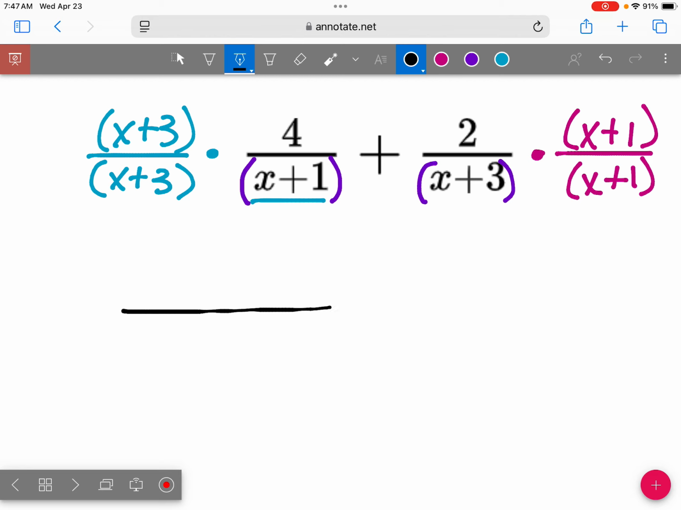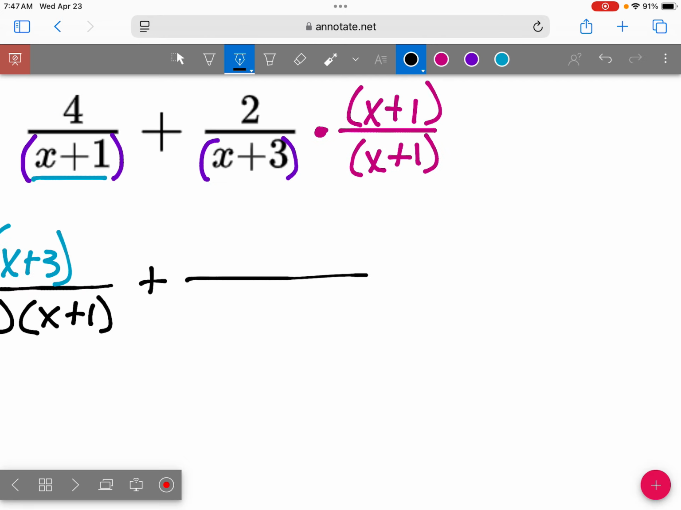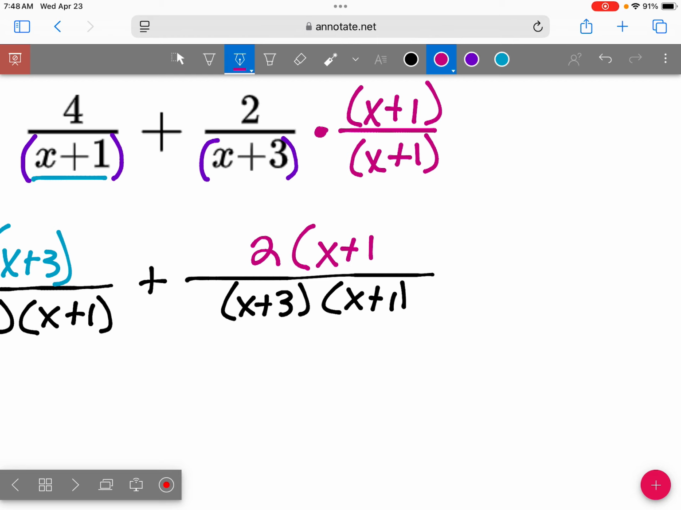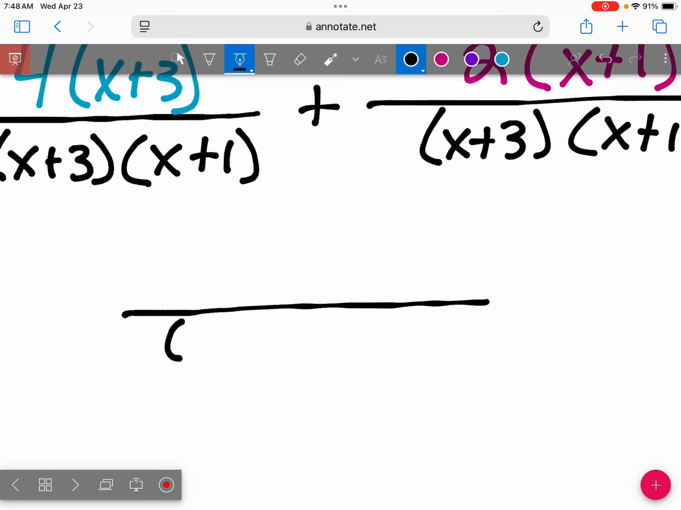We're going to have our x plus 3 times x plus 1. And on this side, we have our 4 times x plus 3. And we're going to add that to this guy. Our x plus 3 times x plus 1. And our numerator is our 2 times x plus 1. So when we start working towards combining these together, since they have that same denominator, we can do that with our x plus 3.